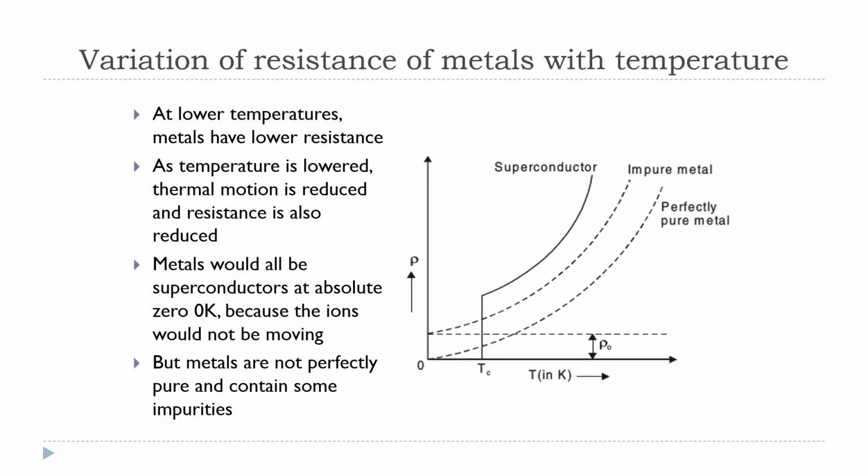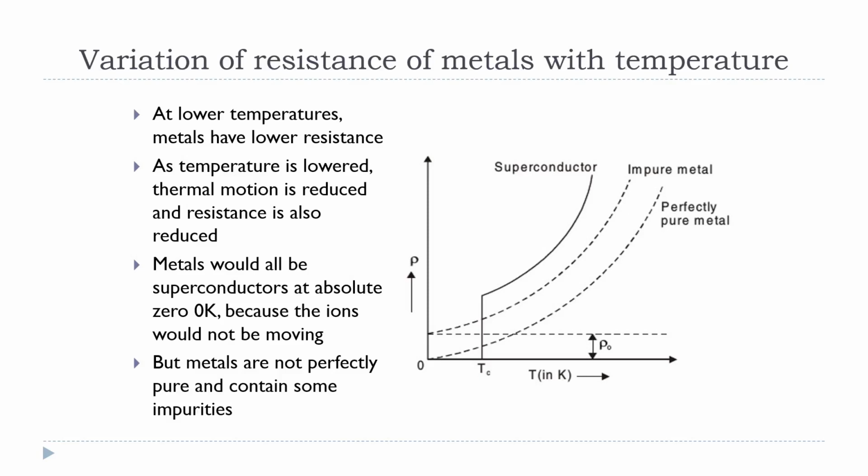Now, in the case of a superconductor, as the temperature is decreased, when it reaches a particular temperature Tc, called the critical temperature or transition temperature, at that point the electrical resistivity becomes 0. This means that the electrons in that material can flow with 0 resistance.